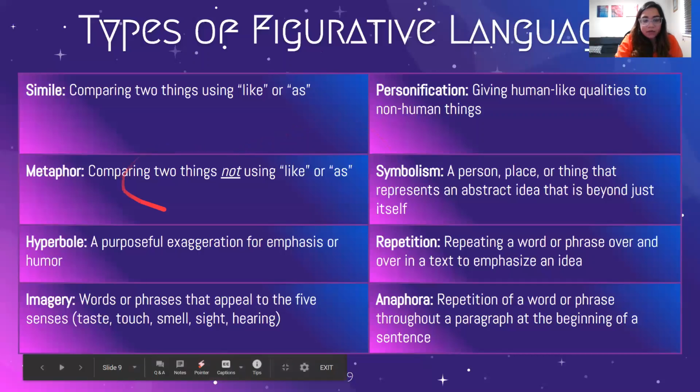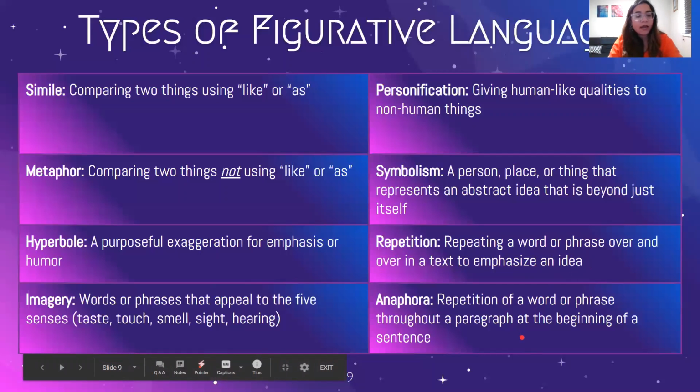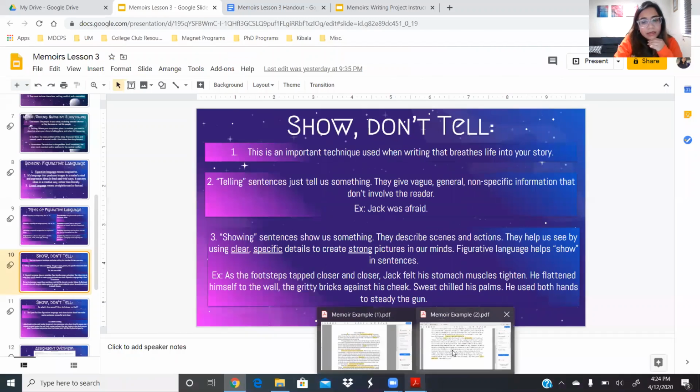So like I said, if you guys want more examples of figurative language, please go watch Memoirs Lesson 2, Part 2, because your assignment for this week does require you to use at least two of these. There's 8. You have to use at least 2 in your memoir written piece, okay? And I also want to go over, before we go into show, don't tell, I want to go over this right here.